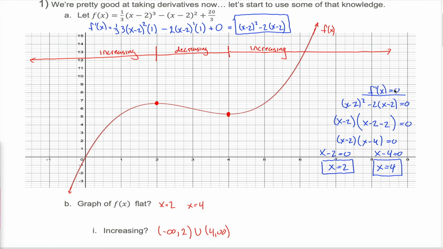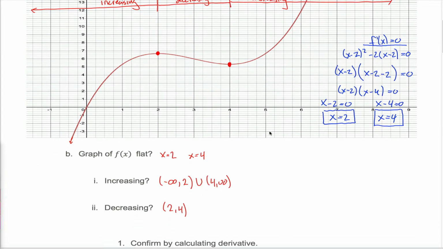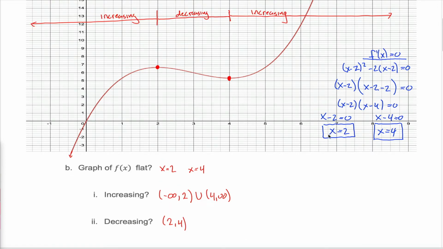f'(x) equals 0 corresponds to the slope of the tangent line being equal to 0. So the slope of the tangent line equals 0 at 2 and 4. When the slope of the tangent line equals 0, the graph is flat. So I can confirm what I figured out right here. And it's worth pointing out that things don't stop there.